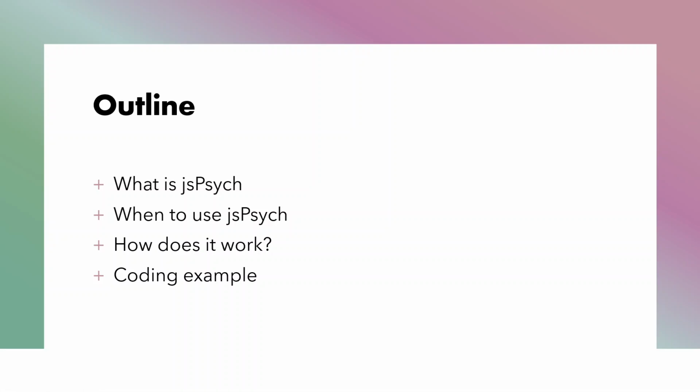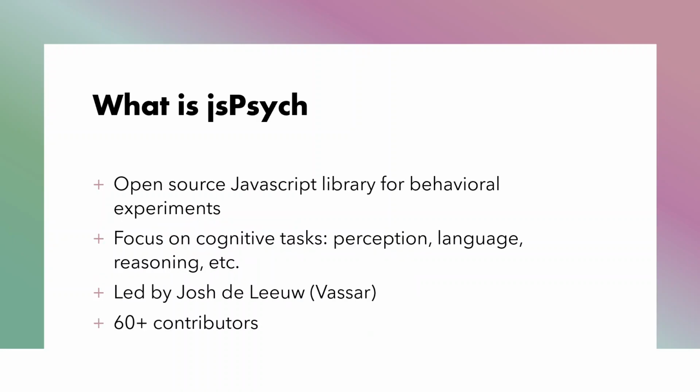Today, I'm going to start with first an introduction to jsPsych. What is it? When do you use it? And how does it work? And then we'll end off with a coding example. Now, the coding example is going to be in a separate video, which should be linked in the description. So just for this part, we'll talk about the conceptual introduction to jsPsych.